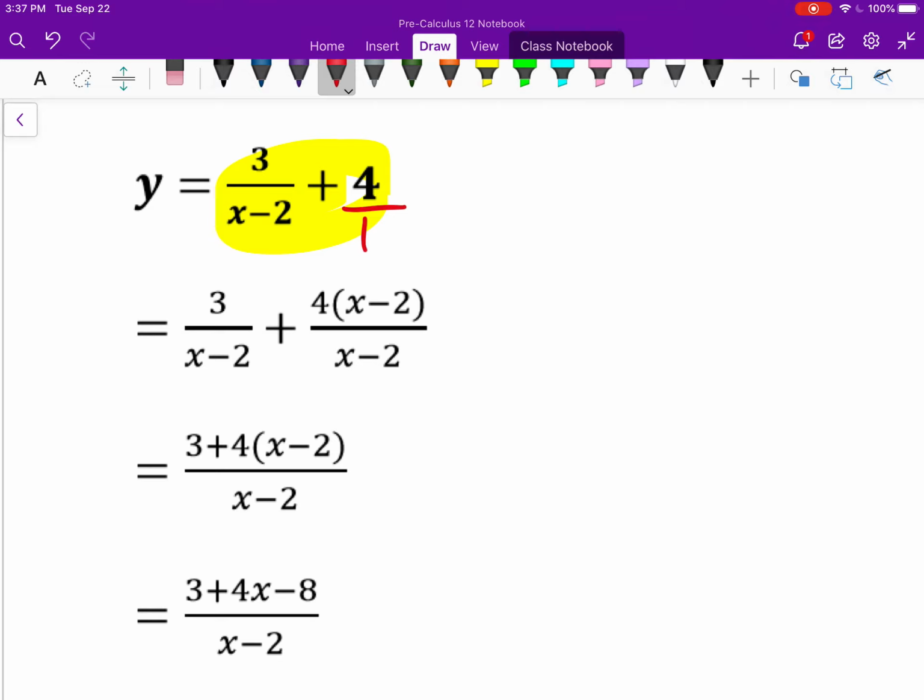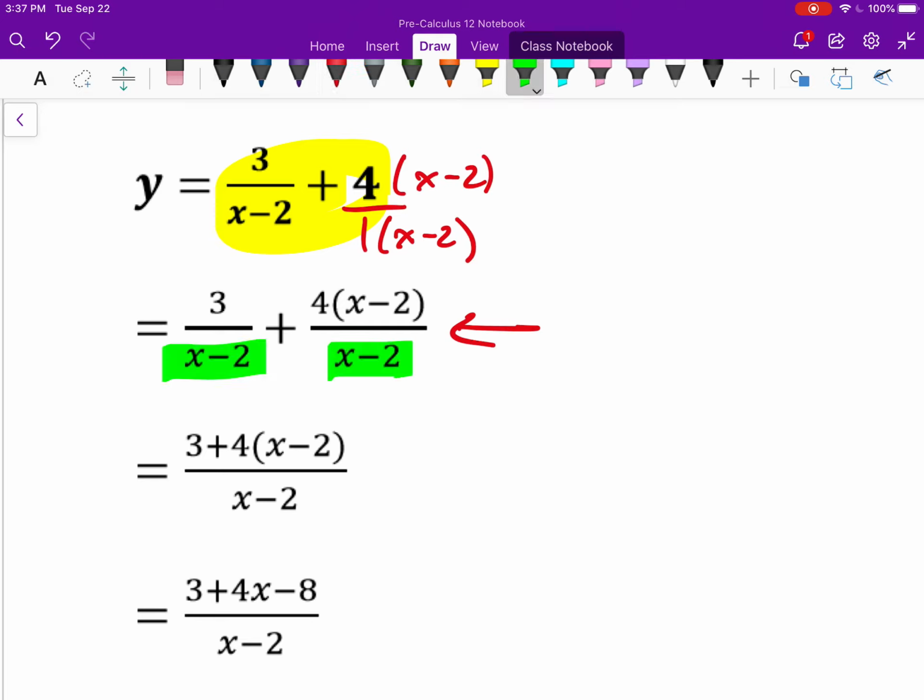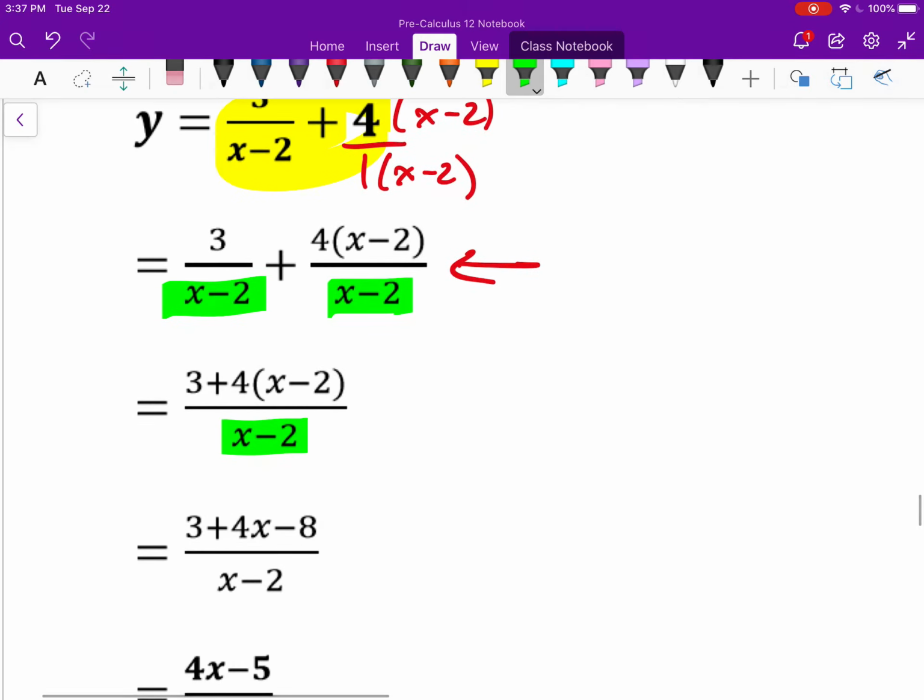To find a common denominator, I make that 4 look like 4 over 1. And I multiply the numerator and the denominator by my lowest common denominator, which leads me to this step right here. Once I have a lowest common denominator of x minus 4, I can put them together into one fraction, which is what I have for this next step. Notice up here I had 3 plus 4 times x minus 2. That's what I have here, just written as a single fraction.